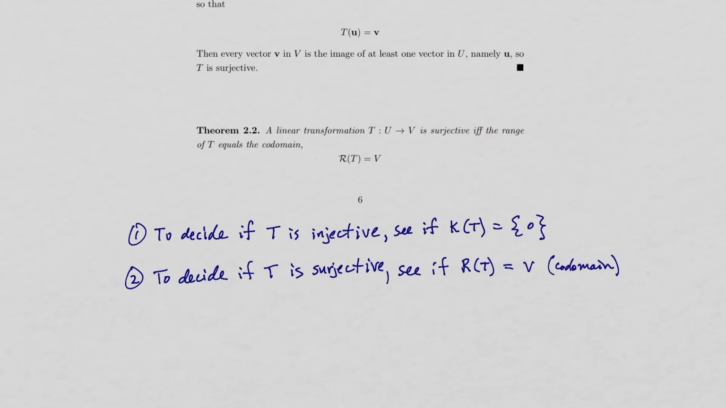We can summarize two of the main theorems we've seen by these two points. If we want to decide if a transformation is injective, see if the kernel of T is equal to the set containing the 0 vector. To decide if it's surjective, see if the range is equal to V, the codomain.